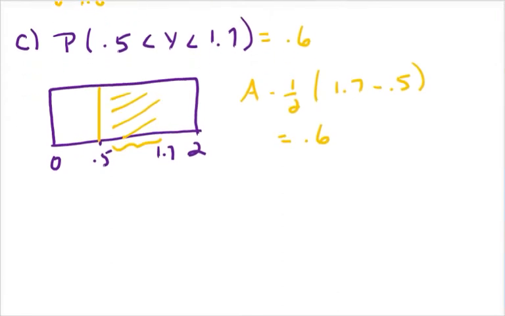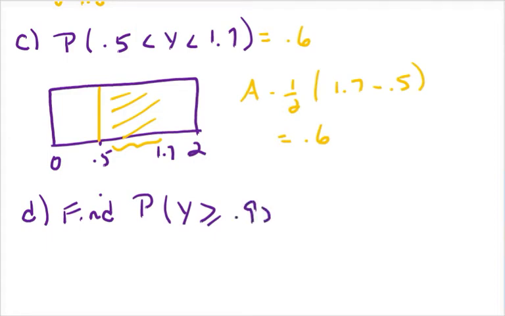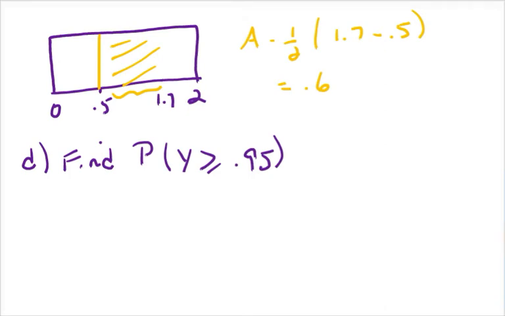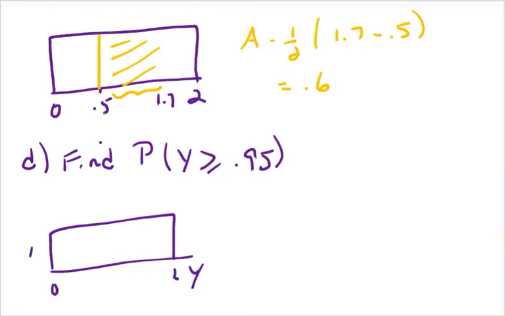Let's look at the next one. D, you're asked to find the probability that y is greater than or equal to 0.95. And remember, just like the normal distribution, you want to draw a picture. So we're going to draw a picture. Here's your density curve. This is y. That's 2, that's 0, that's 1/2.